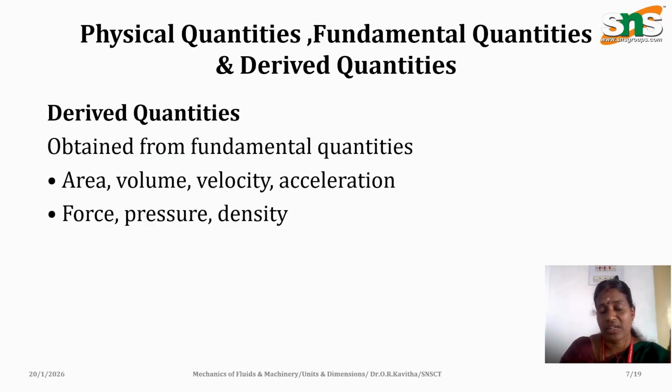And what are derived quantities? These are quantities which are derived from the fundamental units. For example, area. If I take the area of a rectangle, it is length into breadth. Length is one of the fundamental quantities, and breadth is also another. If you multiply both, we get the area of the rectangle. Similarly, we can find the area of different shapes, and the volume. Volume, if I take a cube, is length into breadth into thickness. Then there are velocity, acceleration, and force. Everything is obtained from the fundamental quantities.